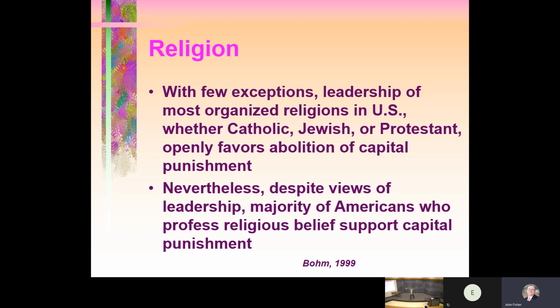Well, before we get there, most Americans, 75% of Americans, in a Gallup poll from just six months ago, 75% of Americans still favor the death penalty, even though the leadership of every major religion in this country opposes the death penalty and thinks that we should get rid of it and come up with something else. Why do we have such a disconnect between the religious leadership and the people?